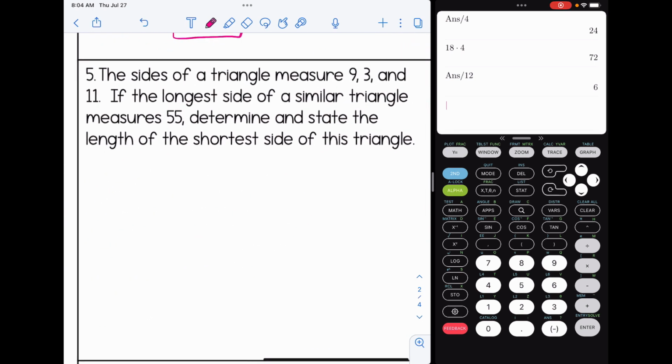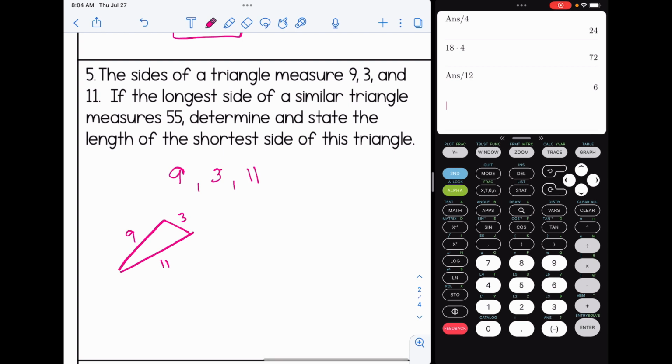Number 5, the sides of a triangle measure 9, 3, and 11. If the longest side of a similar triangle measures 55, determine and state the length of the shortest side of this triangle. So 9, 3, and 11. If you want to take this and put it in a picture, you certainly can. Don't worry about it being drawn to scale, not a problem.